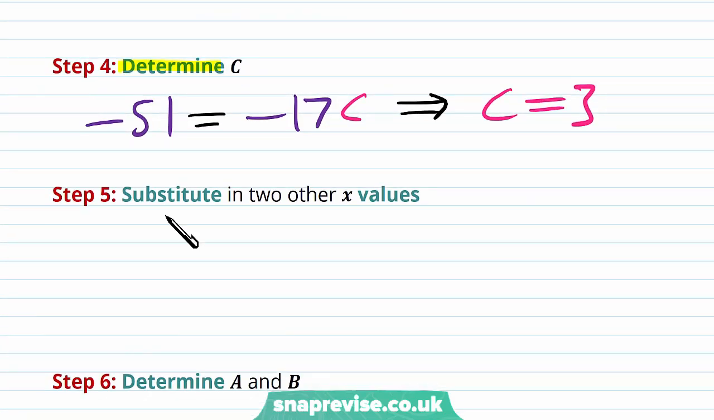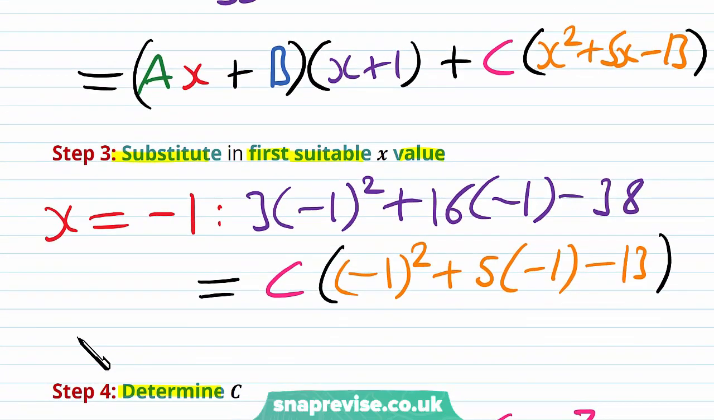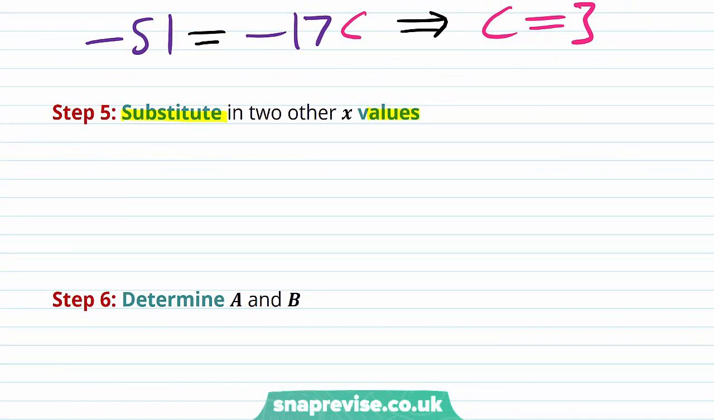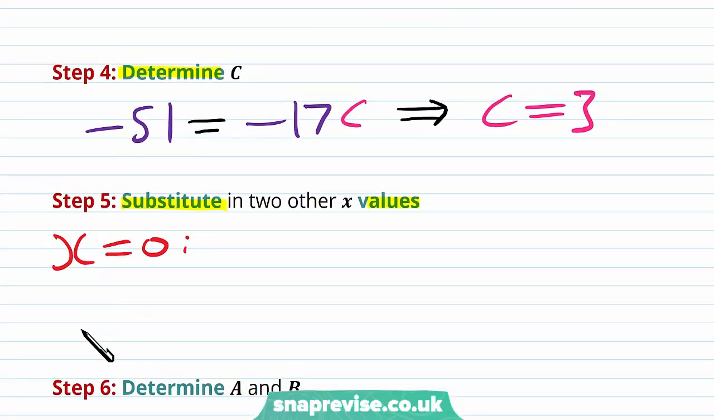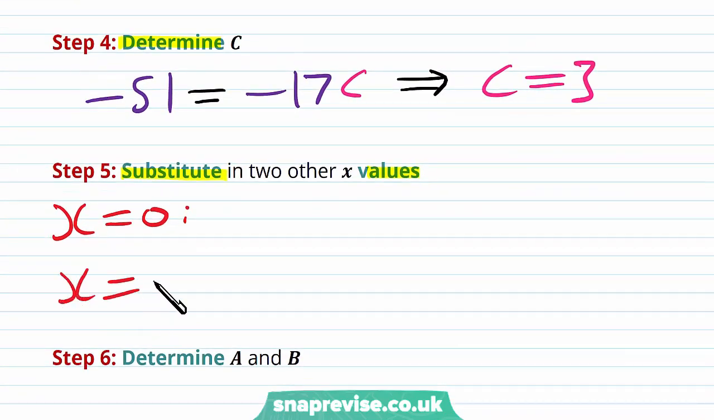Our fifth step is to substitute in 2 other x values. This is because no longer do we have any suitable x values to choose, because we'd have to solve the quadratic equal to 0 to do that, and therefore we can pick just two random x values that we haven't already considered. For example, an easy one is x equals 0, and another easy one in this case, because we haven't already used it, is x equals 1.